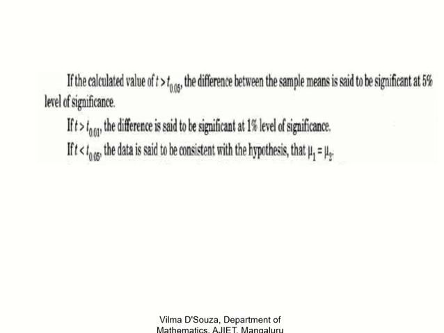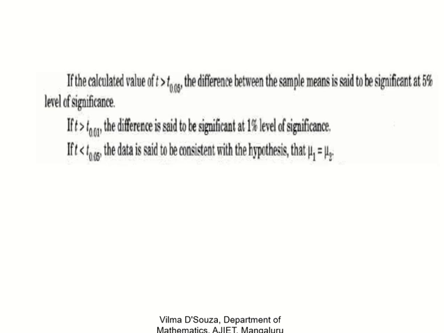And here, in the same way, you carry out the test of significance. If the calculated value of t, or in fact the modulus of t, is greater than t of 0.05, the difference between the sample means is said to be significant at 5% level of significance, same as before. If it is greater than t of 0.01, the difference is significant at 1% level of significance. Testing the hypothesis, comparing the values, is the same.